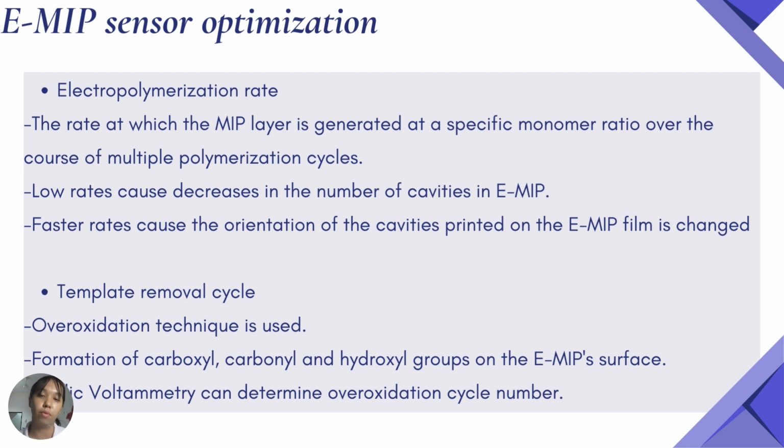Next, we have the template removal cycle. The over-oxidation technique is used. This reaction forms a lot of functional groups such as carboxyl and carbonyl groups and so on. This group formation lowers the MIP electrochemical properties and also releases the non-covalent link between the MIP and the template. Cyclic voltammetry may determine the over-oxidation cycle number.